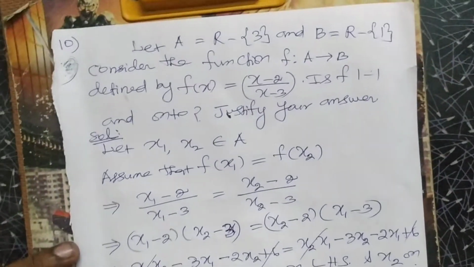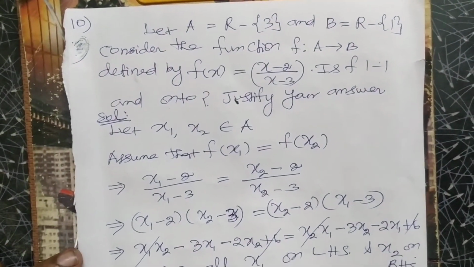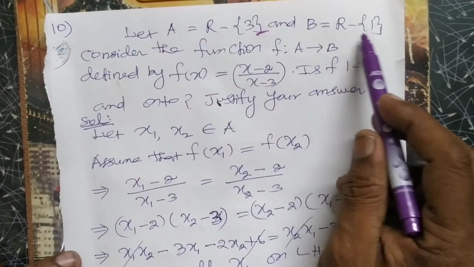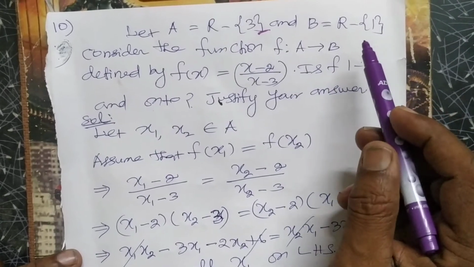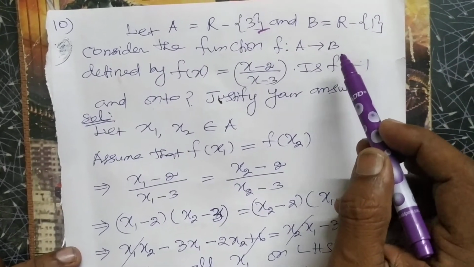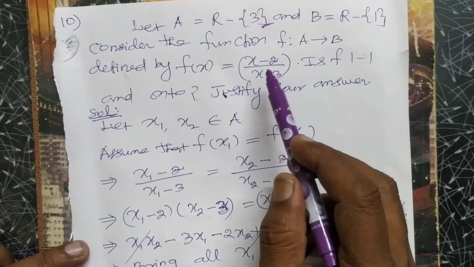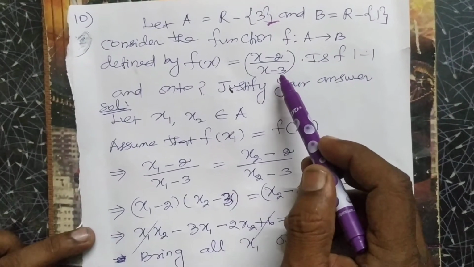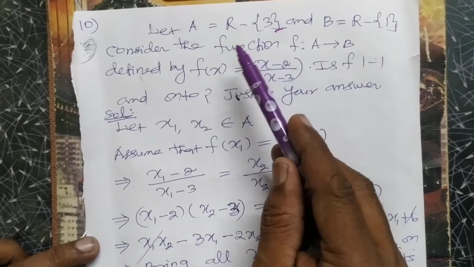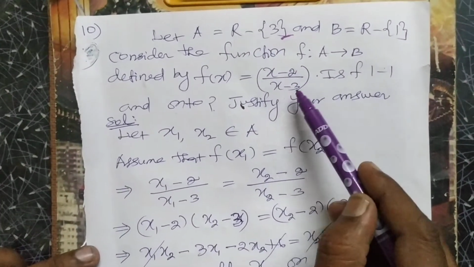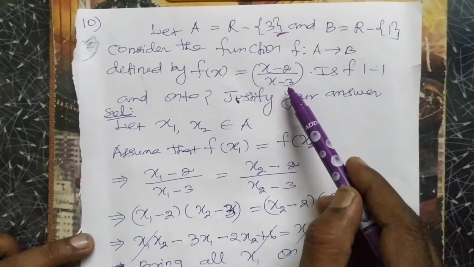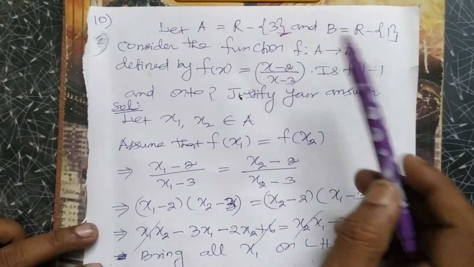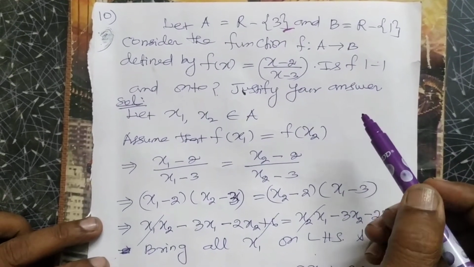Now, you come back to question number 10. A equal to all the real numbers except 3 and B equal to all the real numbers except 1. Then consider the function f from A to B defined by f of x equal to x minus 2 divided by x minus 3. Now you must have understood why A equal to all real numbers minus 3. In the denominator is x minus 3. When x equal to 3, the denominator will become 0. Therefore, they excluded 3 from the real numbers. Is f one-to-one and onto?